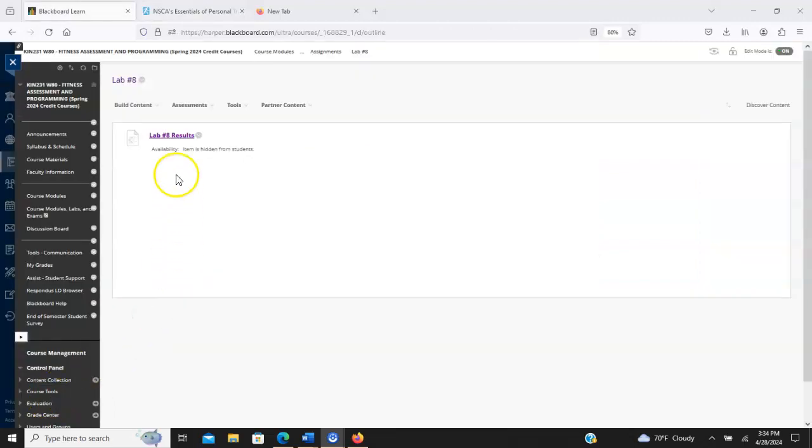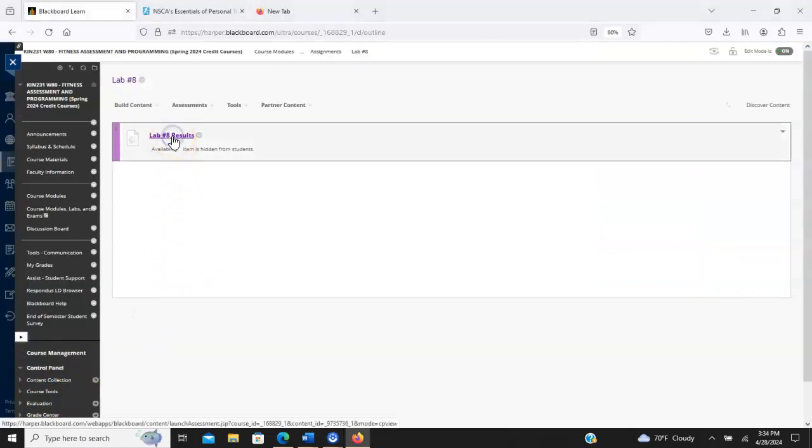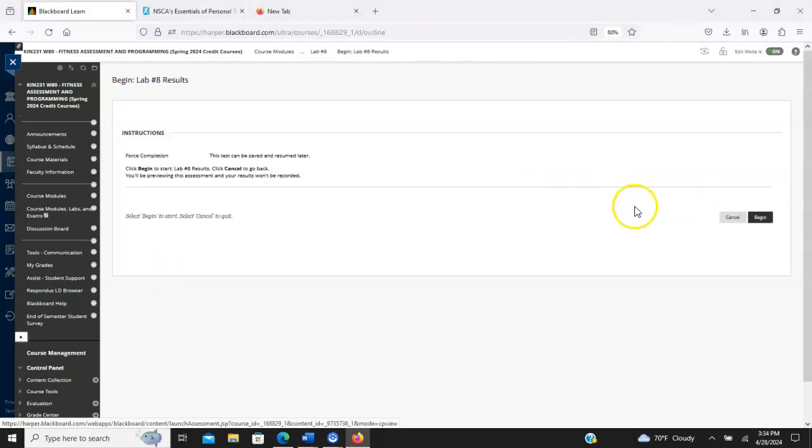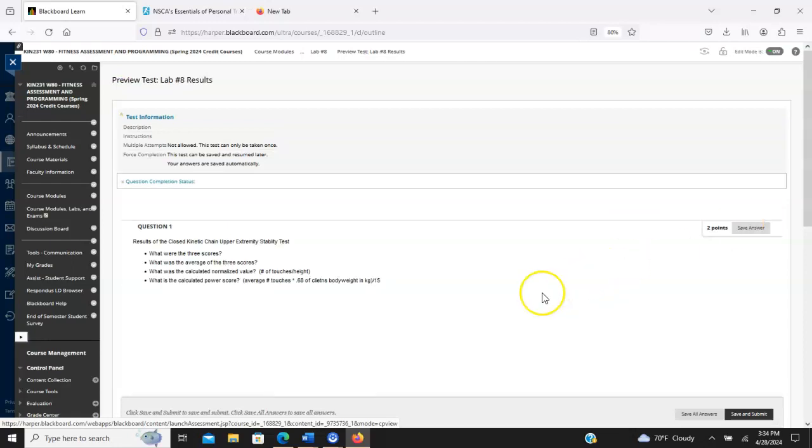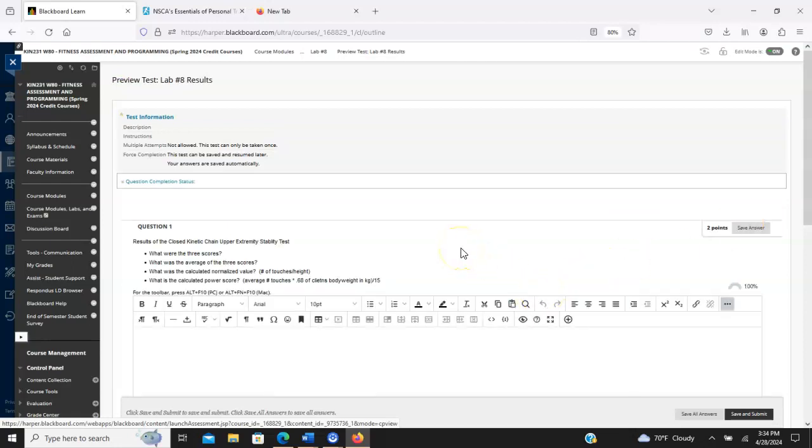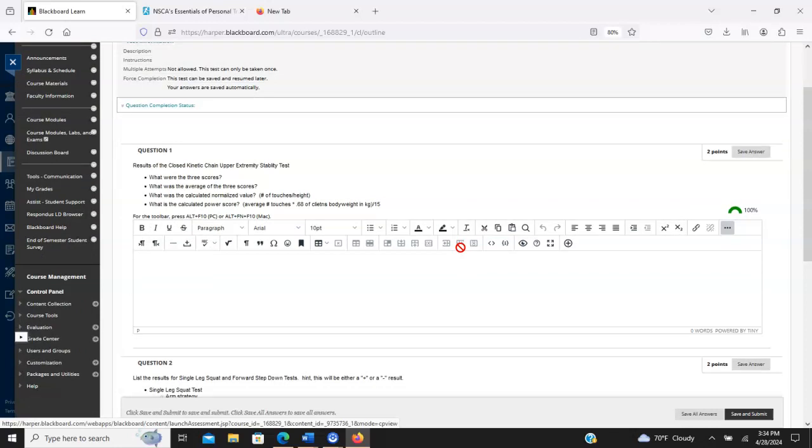So when we go into Lab 8, we have Lab 8 results. That's where you'll find this. Lab 8 results will have these questions that'll be essay-based. The first one is for the closed chain kinetic upper extremity test. What were your 3 scores? What was the average? If you read the process, this is part of the process. You have to have 3 scores and take an average, and then you'll use that to help you calculate your power score.